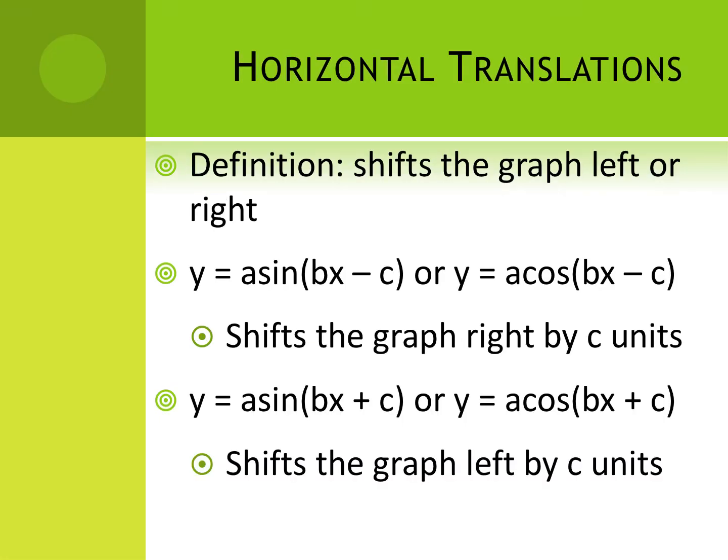For our next transformation, we have horizontal translations, which is a shift to the left or the right. And this is going to operate the same way all of our other functions have. If we have a c value that is being subtracted, then we're going to see a shift to the right by c units.